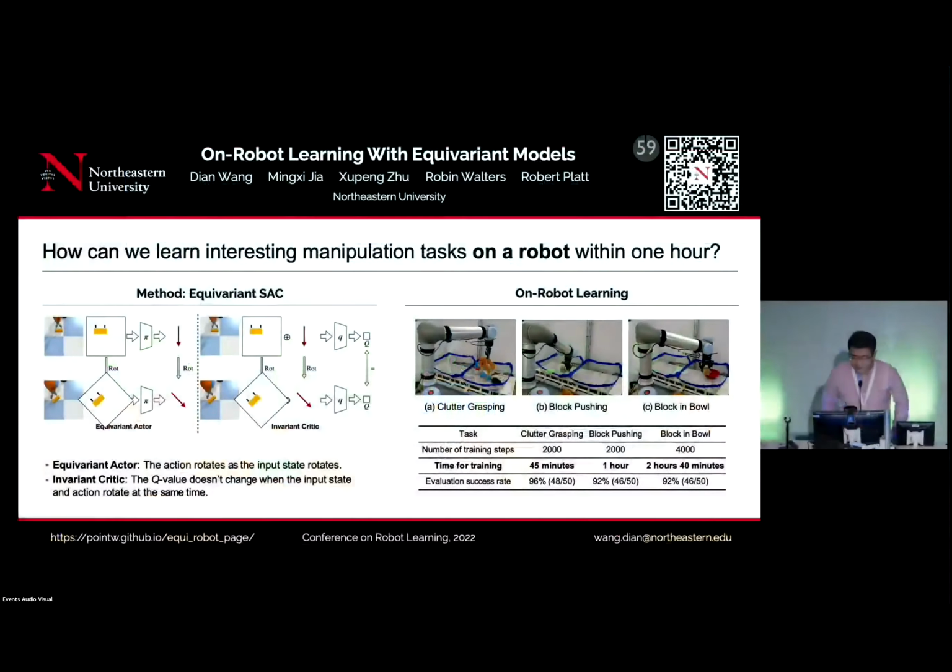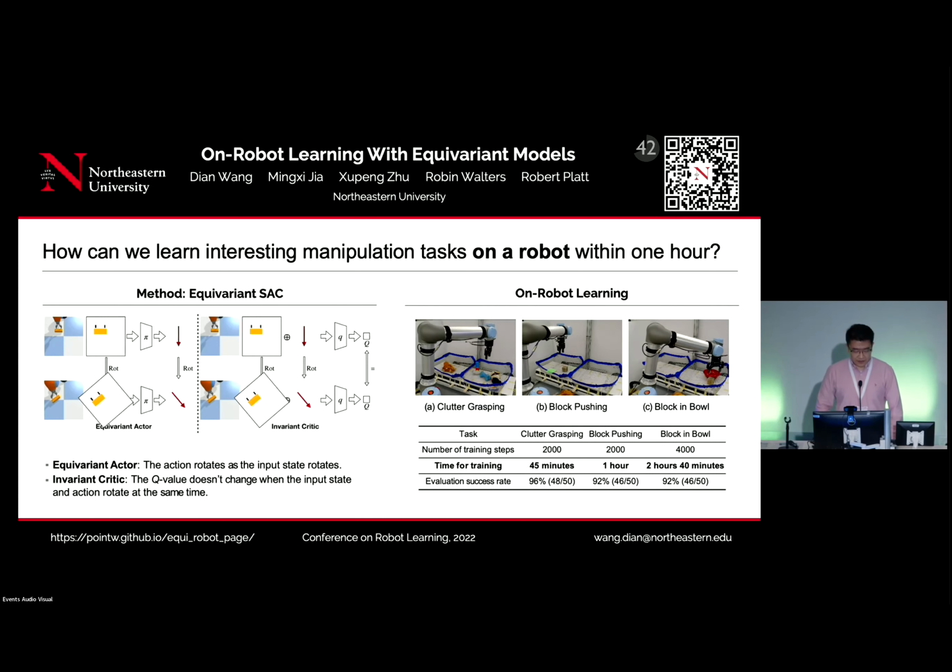All right, hello everyone. I'm Dian from Northeastern. Our work on robot learning with Equivariant models tries to answer the question about how should we do real-world reinforcement learning within a reasonable amount of time. So our solution is to use Equivariant method to improve the sample efficiency.